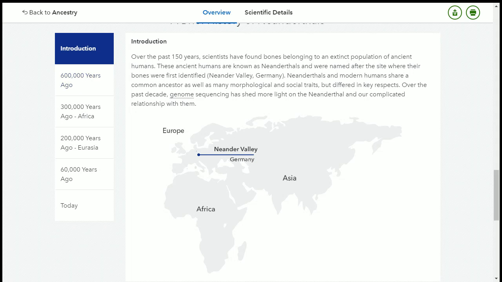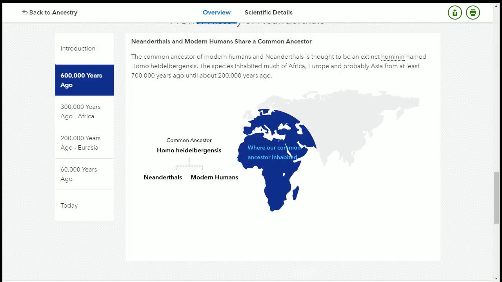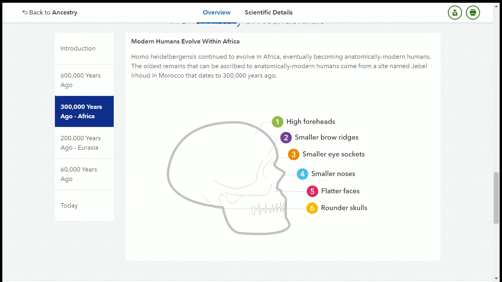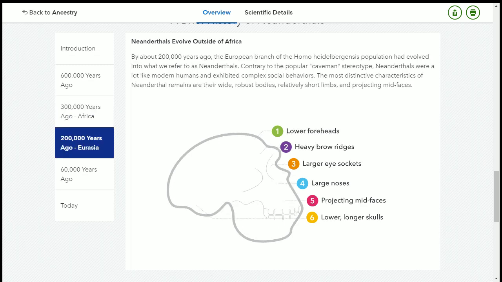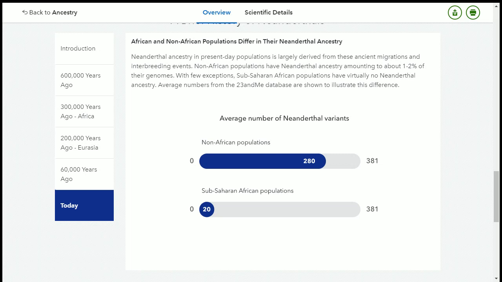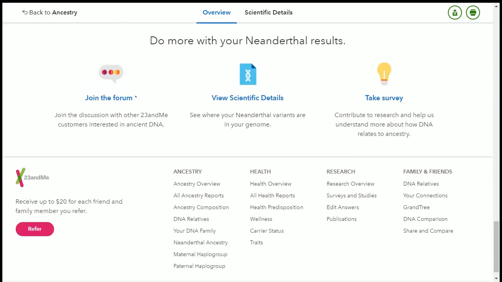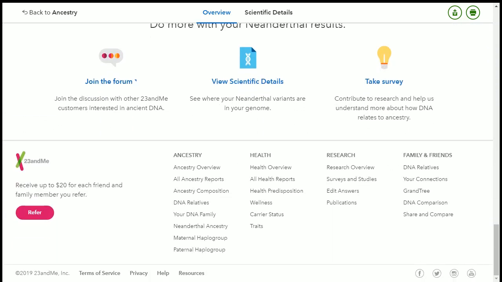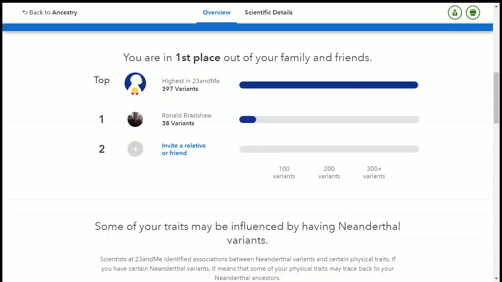You can always freeze frame it, but I'll click through it at 600,000 years. And you can pause at 300,000 years, at 200,000 years, at 60,000 years, and then today. Okay, you can get all the other stuff down here. Okay, so let's go ahead and scroll all the way back up.